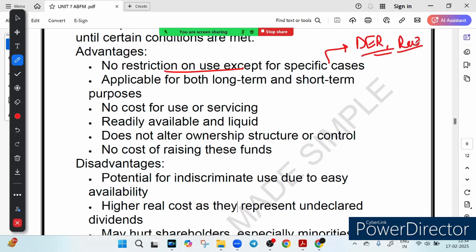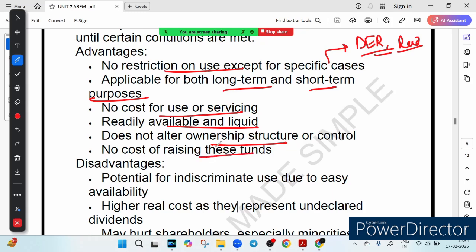Second, it is useful for both long-term and short-term purposes. Third, there is no borrowing cost, right? It is free money. Like you save from depreciation, you save from PAT after PAT. It is free reserves and it is easily available. It is liquid, and also there is no impact on ownership. Control stays with the existing shareholders, and there is no fundraising hassle. So these are the advantages.